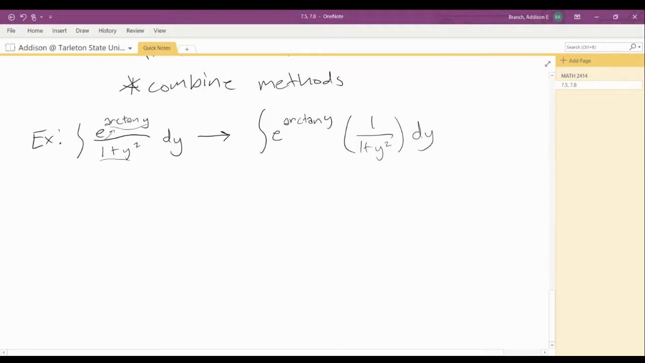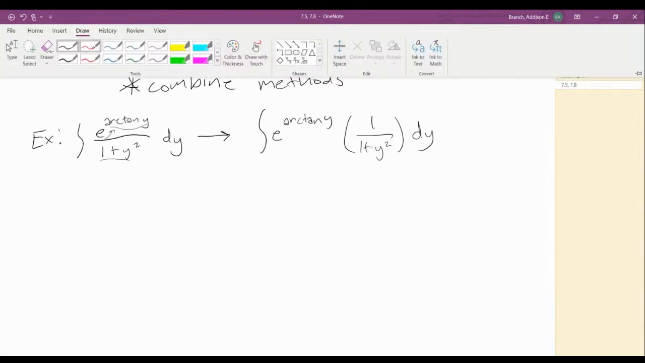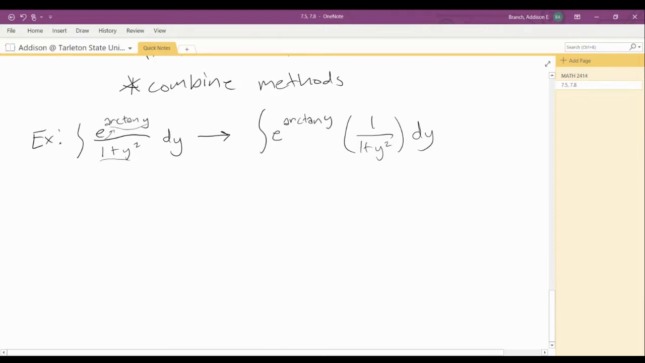So now let's go to step 2, look for an obvious solution. If we think back to all of the formulas we've learned, there is an obvious solution to this one. We see that we have an arctangent of y right here, and we also know that the derivative of arctangent of x is going to be 1 over 1 plus x squared. Well, we have an arctangent of y and a 1 over 1 plus y squared. So that's a pretty big clue.